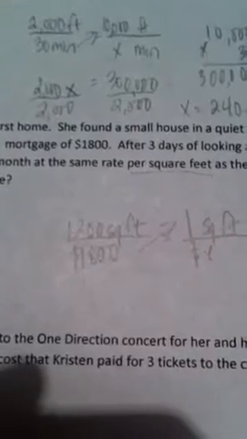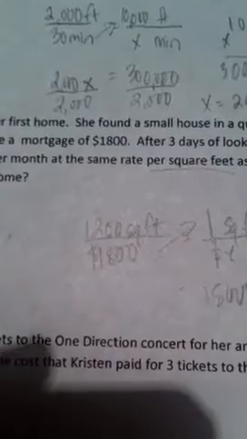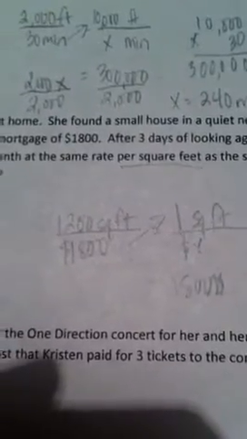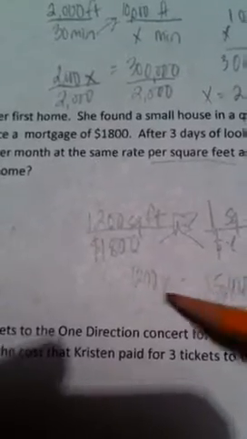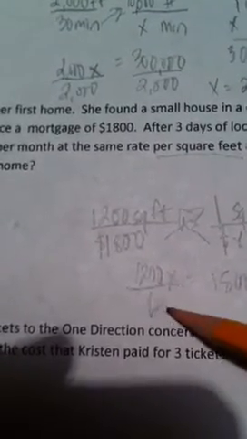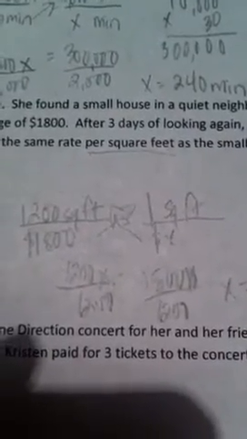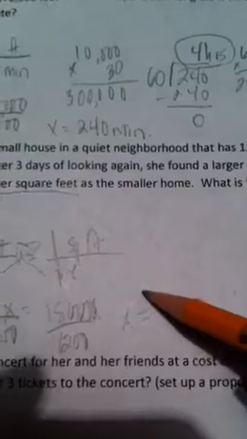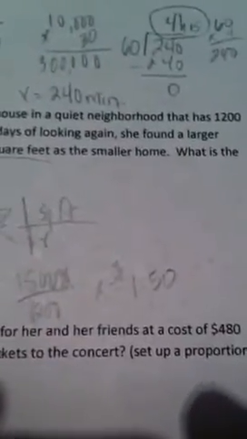Okay. Now I cross multiply. 1,800 times 1 is 1,800. Oops, I added one more 0. And x times 1,200 is 1,200x. I then get x by itself by dividing by 1,200 on each side. And 1,800 divided by 1,200 equals $1.50. So that means that it costs $1.50 per square foot.